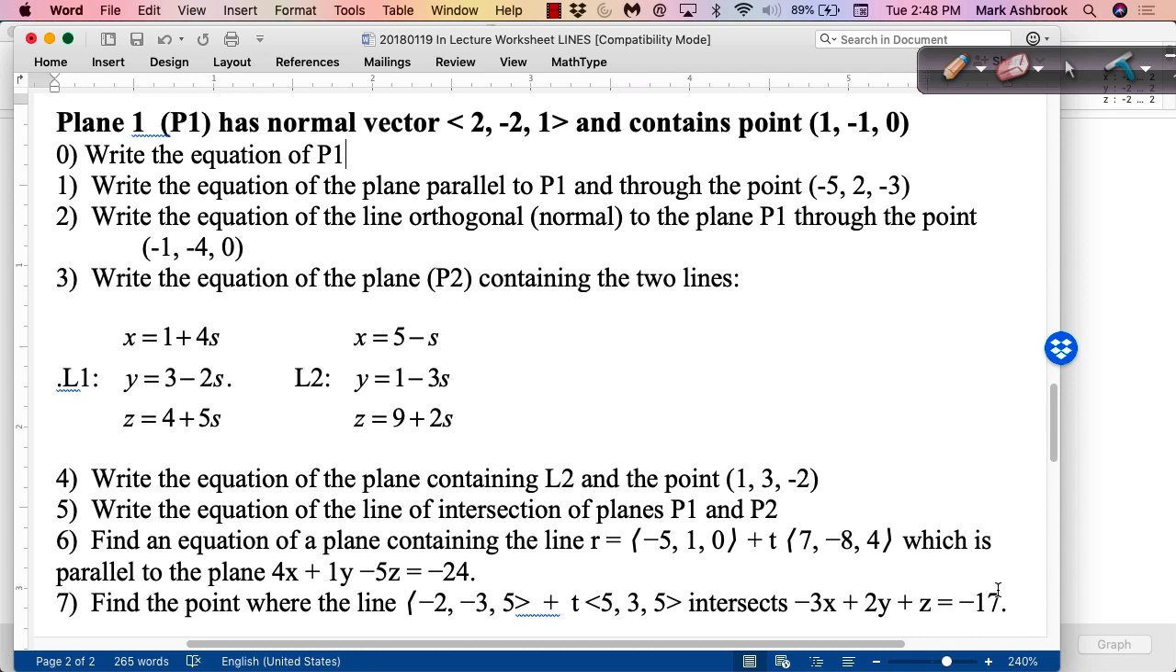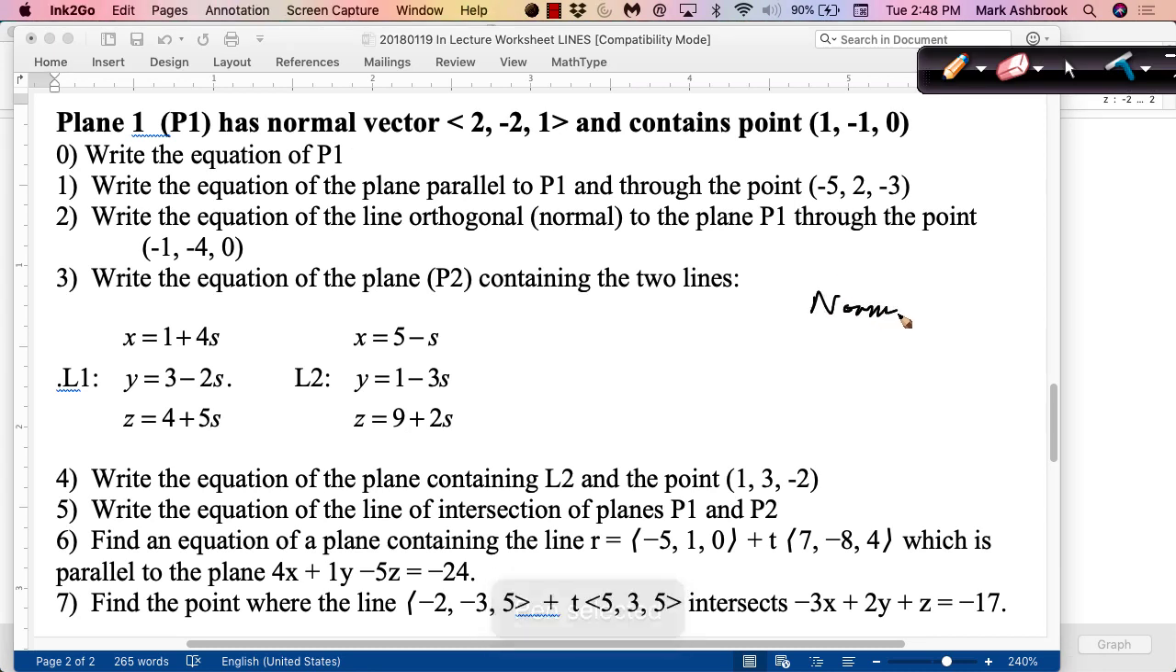Oh, sorry, I didn't first say that. Normal, perpendicular, and orthogonal are, for us, in R2 and R3, synonymous. They're equivalent. So often we'll call this vector for the plane the normal vector. The orientation vector for the plane will often be called the normal vector. That means it's orthogonal or perpendicular to the plane.